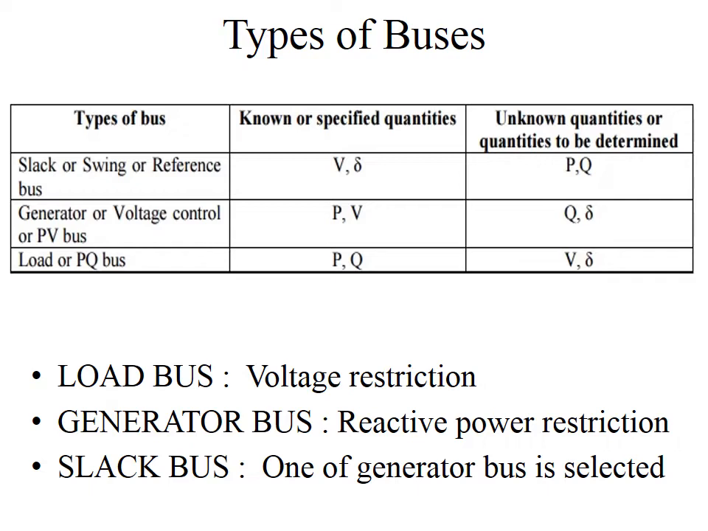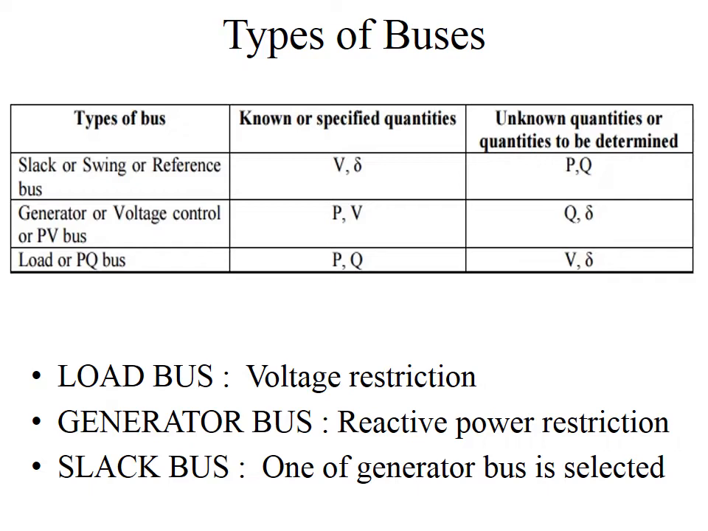First one, the load bus or PQ bus. The bus is called load bus when real and reactive components of power are specified for the bus. The load flow equations can be solved to find the magnitude and phase of bus voltage. In a load bus, the voltage is allowed to vary within permissible limits.